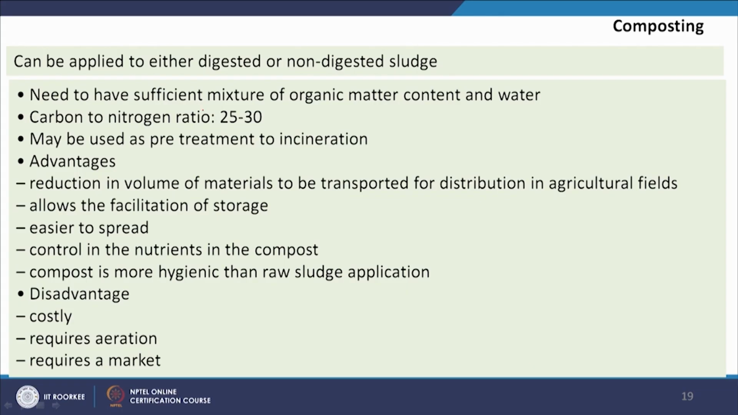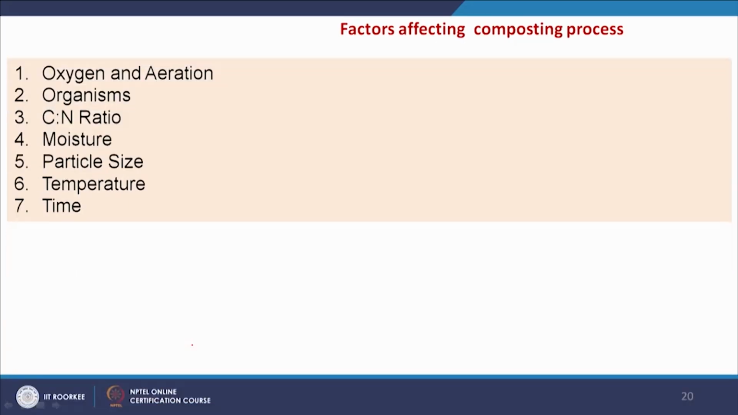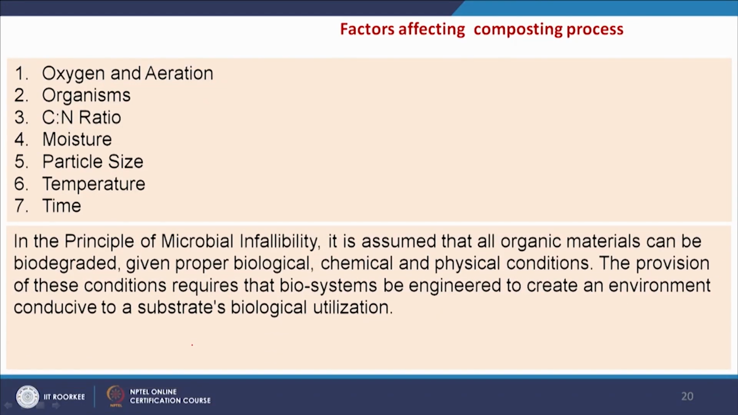So, we need to have a sufficient mixture of organic matter content and water, carbon to nitrogen ratio that is 25 to 30, and it may be used as pre-treatment to incineration. It has some advantages, that is reduction in volume of materials to be transported for distribution in agricultural fields, it facilitates storage and is easier to spread, and there is control of the nutrients in the compost. Compost is more hygienic than raw sludge application, but it has some disadvantages: it is costly, requires aeration and requires a market.